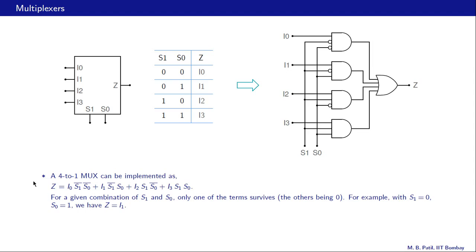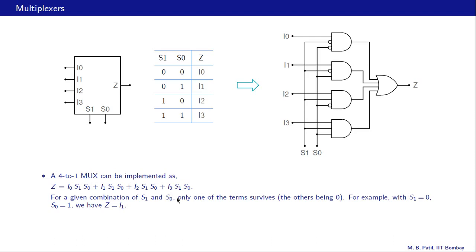And if we write a logical expression for Z using this implementation, then we arrive at this expression: I0 S1 bar S0 bar plus I1 S1 bar S0. The first term of course is coming from this gate, the second is coming from this gate, and so on, plus I2 S1 S0 bar plus I3 S1 S0.